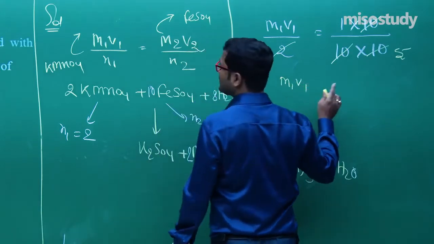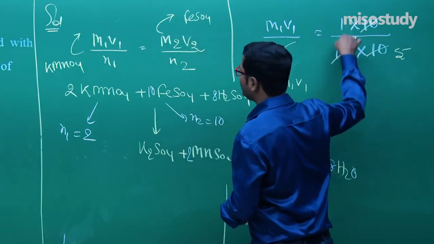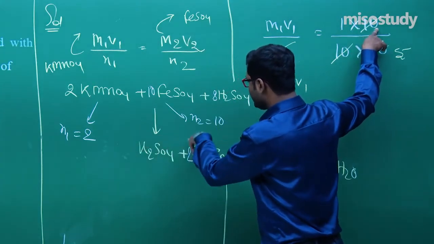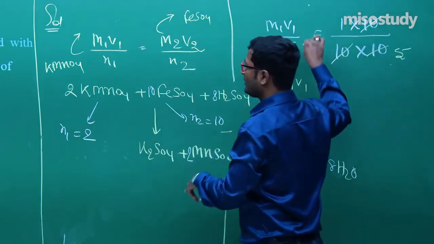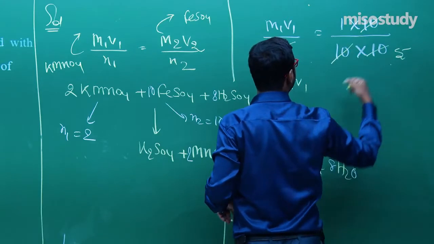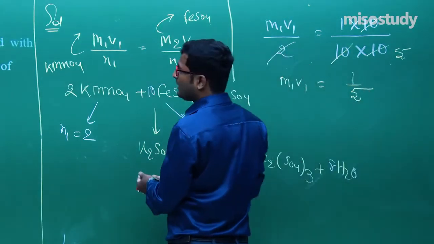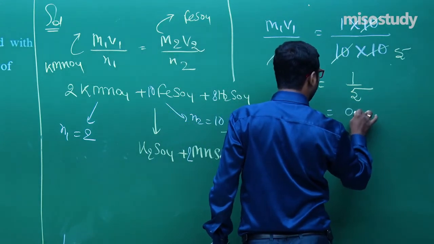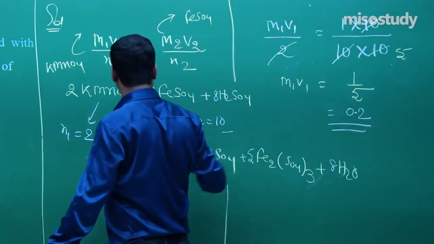M1V1. Check it out once again. M2 is 1 by 10, V2 is 10 ml and N2 is 10. Put here 10. Now M1V1, 2, 10, 10 cancel, 2 fives are 10. M1V1 is equal to 1 upon 5. So we get 0.2. Now from which option? Check out, I am moving here 0.2.